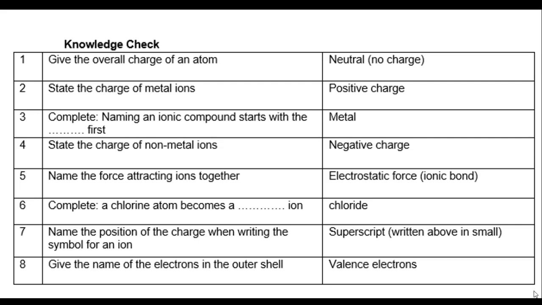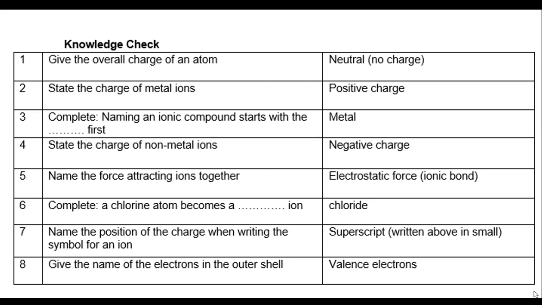The name of the force attracting ions together is electrostatic force, and that forms an ionic bond between the metal and non-metal ions. Because they are oppositely charged, they are attracted by electrostatic forces.